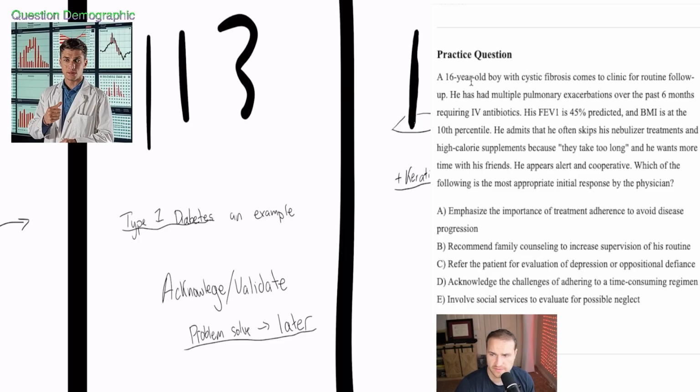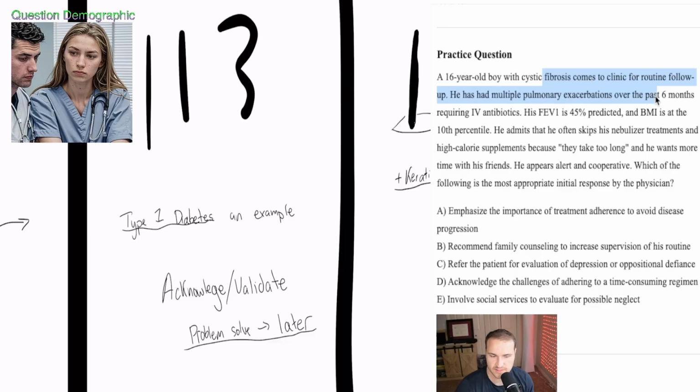All right, for this next question, we have a 16-year-old boy with cystic fibrosis who comes to the clinic and has had multiple pulmonary exacerbations in the past 6 months. FEV1 is 45% predicted, BMI is in the 10th percentile. He skips nebulizer treatments because they take too long. He's alert and cooperative. What should be the initial response?